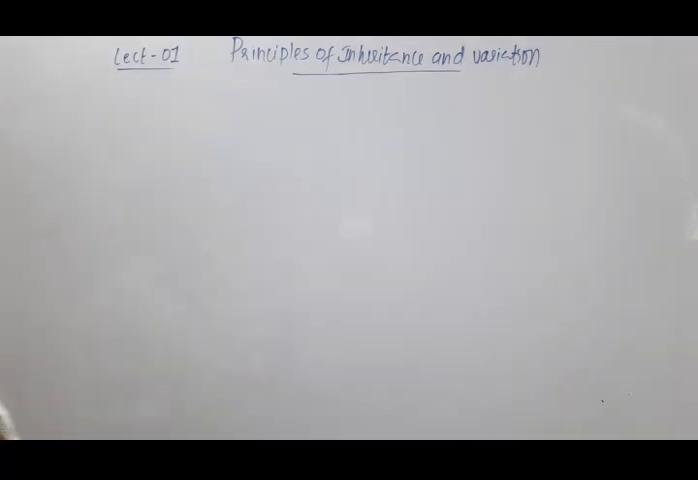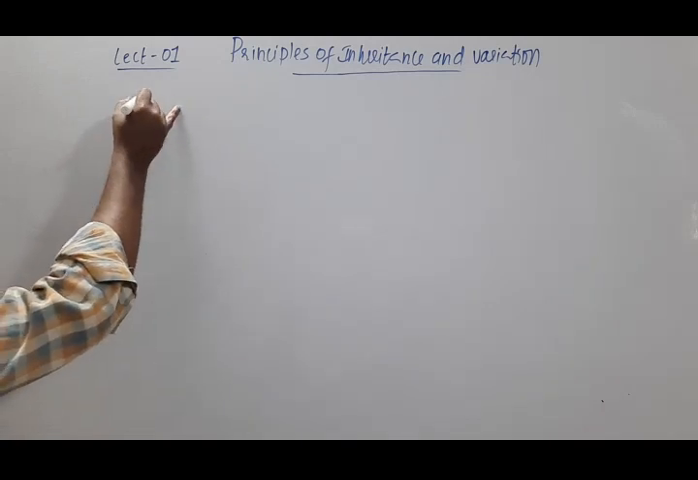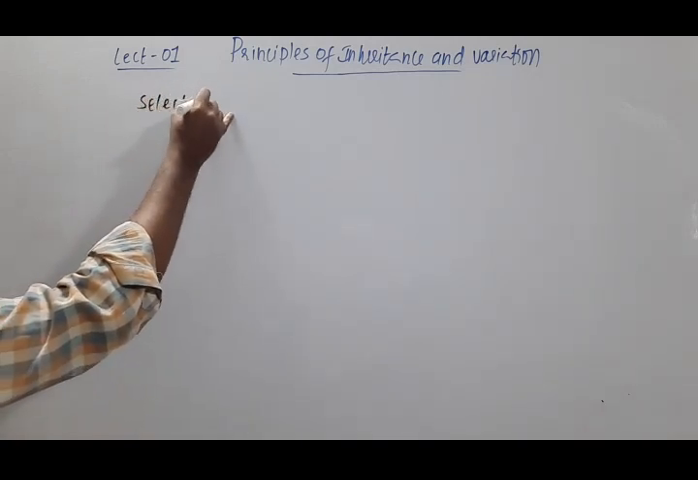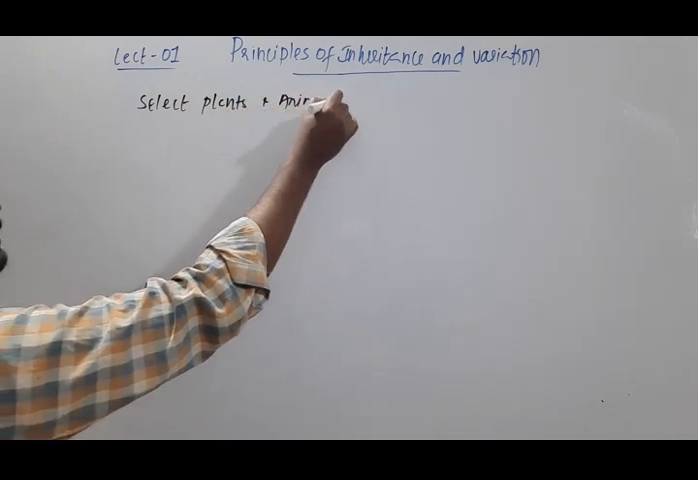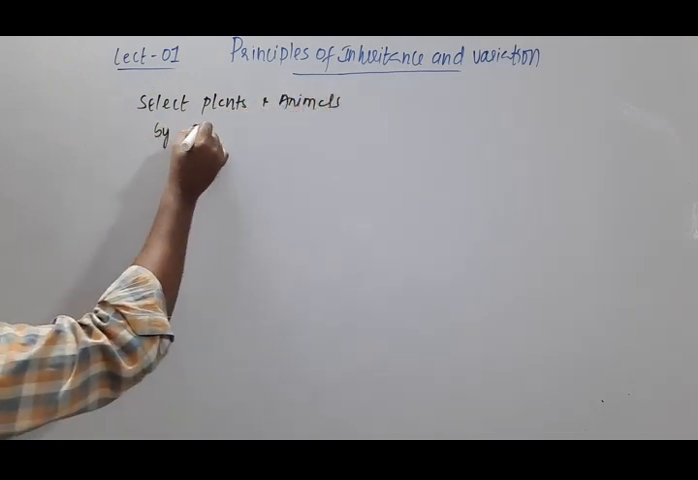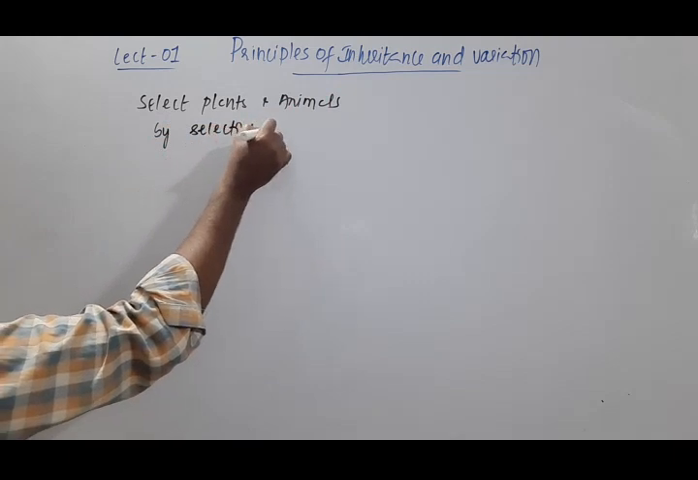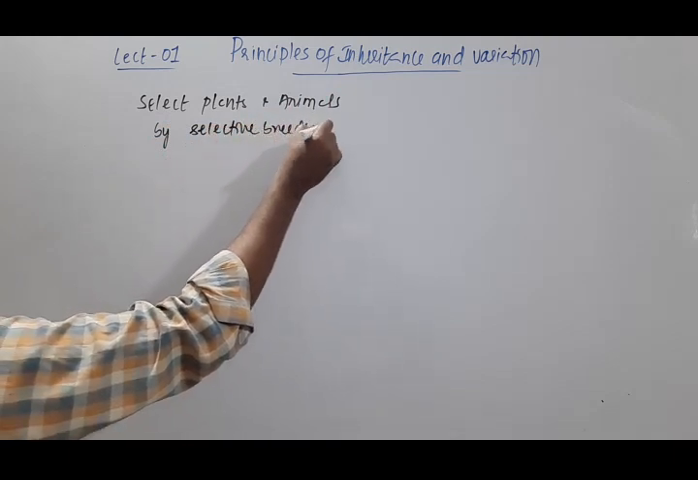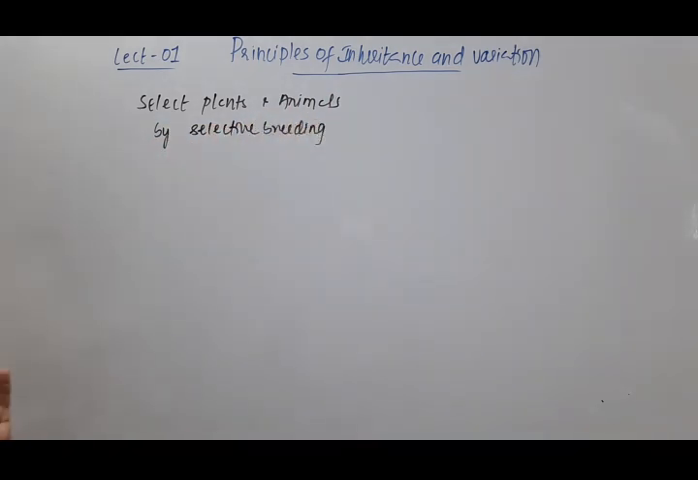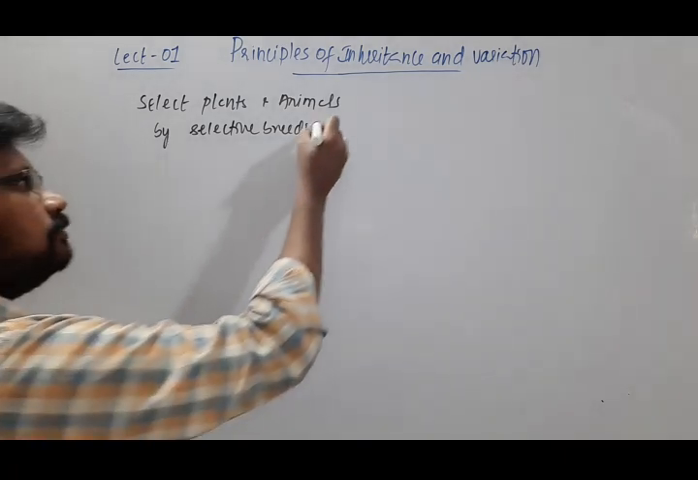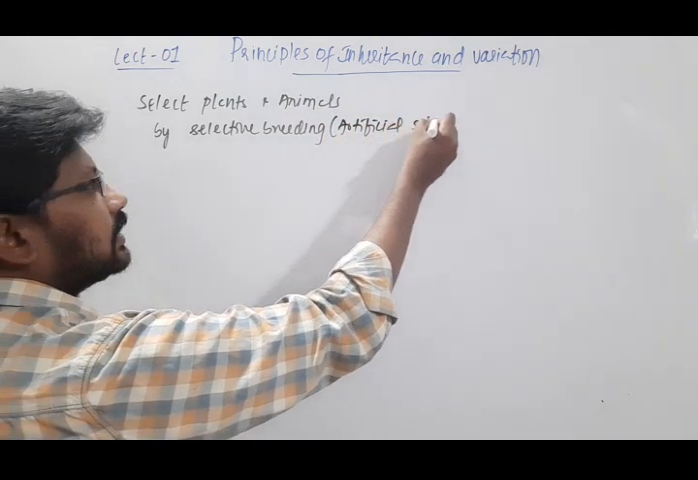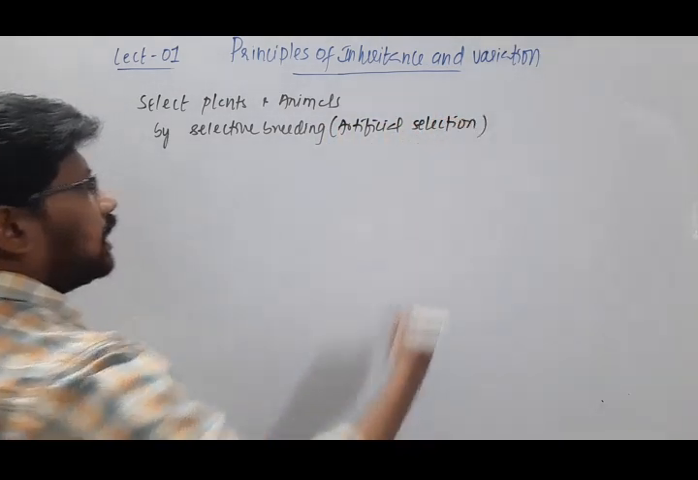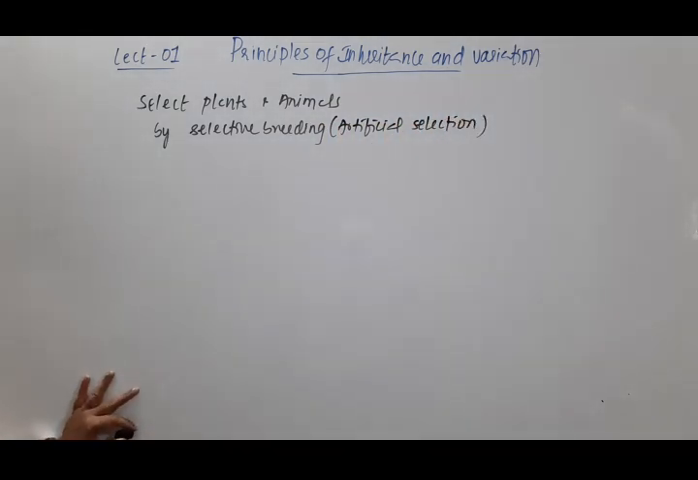So they used to select plants and animals by selective breeding. This selective breeding I also call artificial selection.